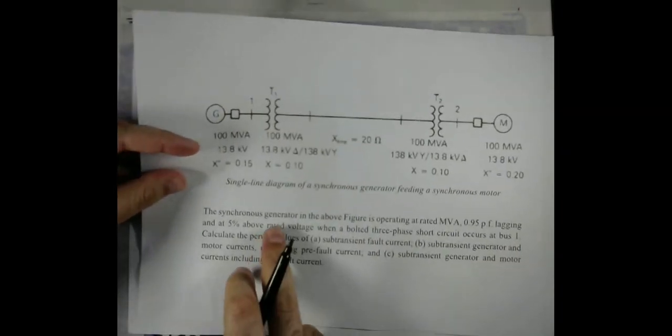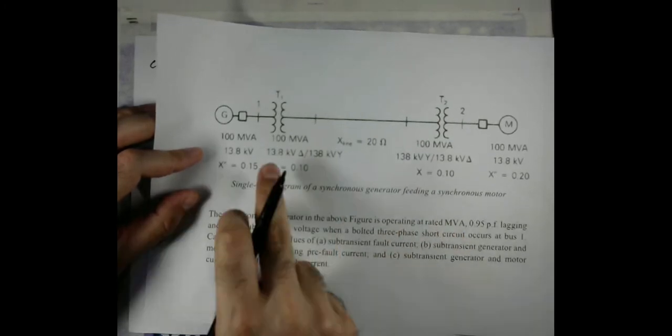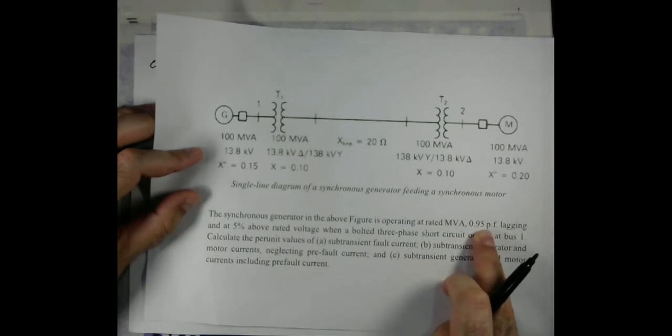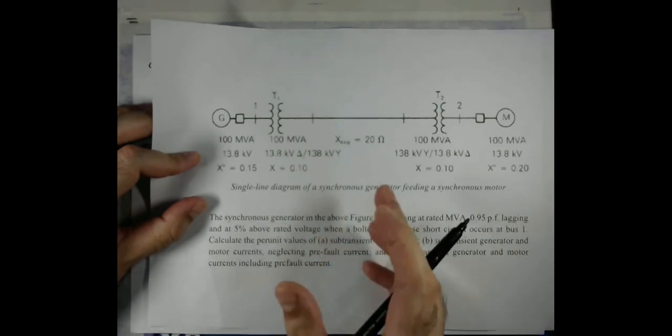If one looks at the data, the question states that the synchronous generator in the above figure is operating at rated MVA, which is 100 MVA, at 0.95 power factor lagging, and at 5% above the rated voltage. From this we can find the current. Let me first find the base current, because for calculating the per unit current we should know the base current. So the third task is when the load current is included.